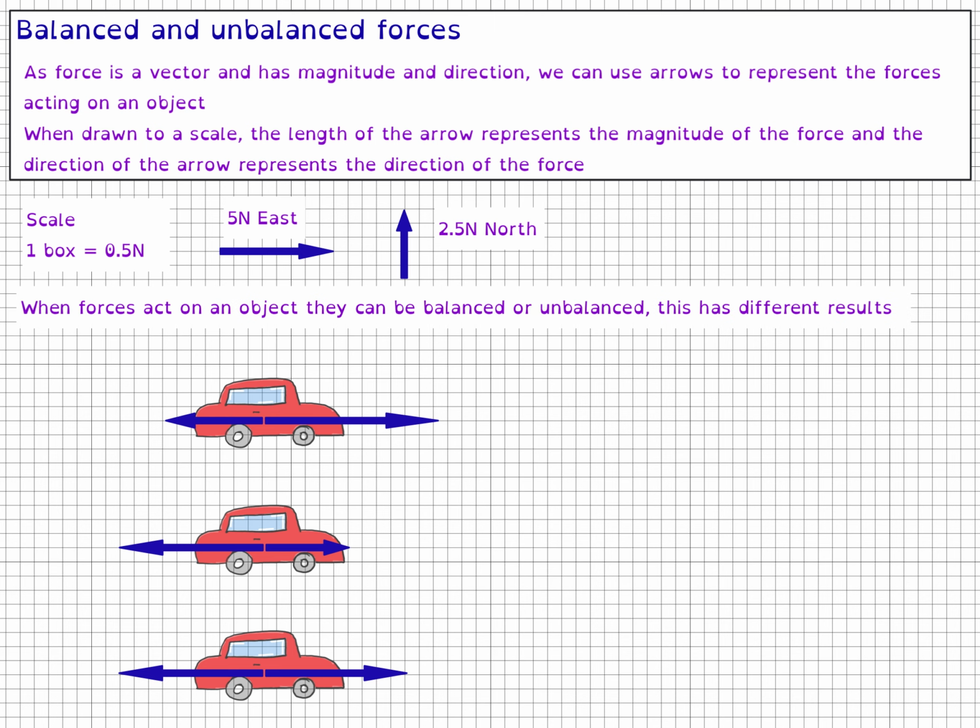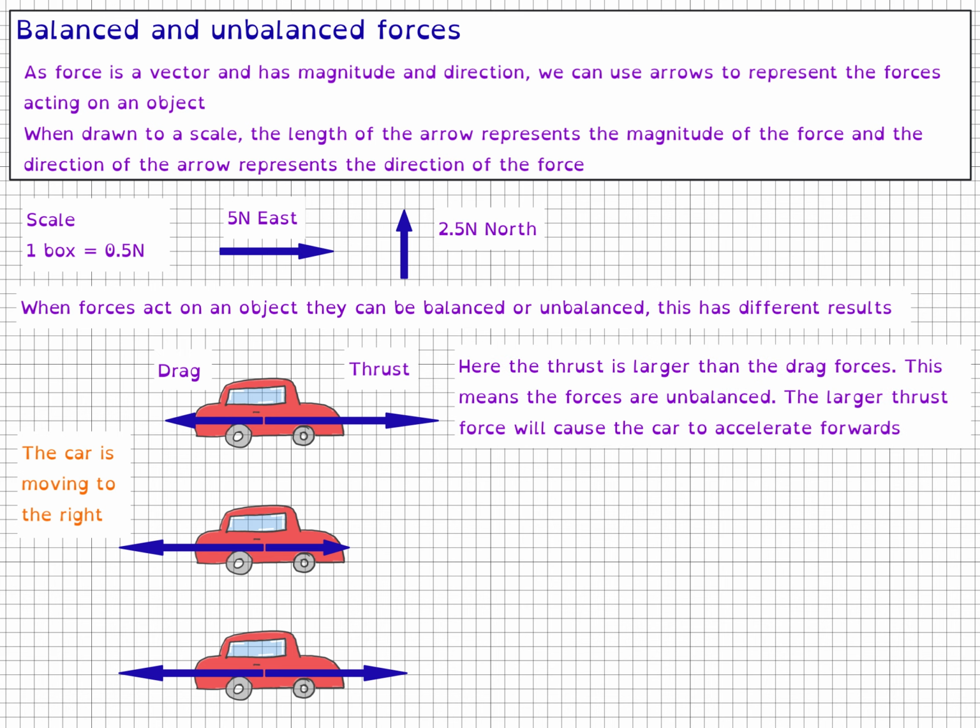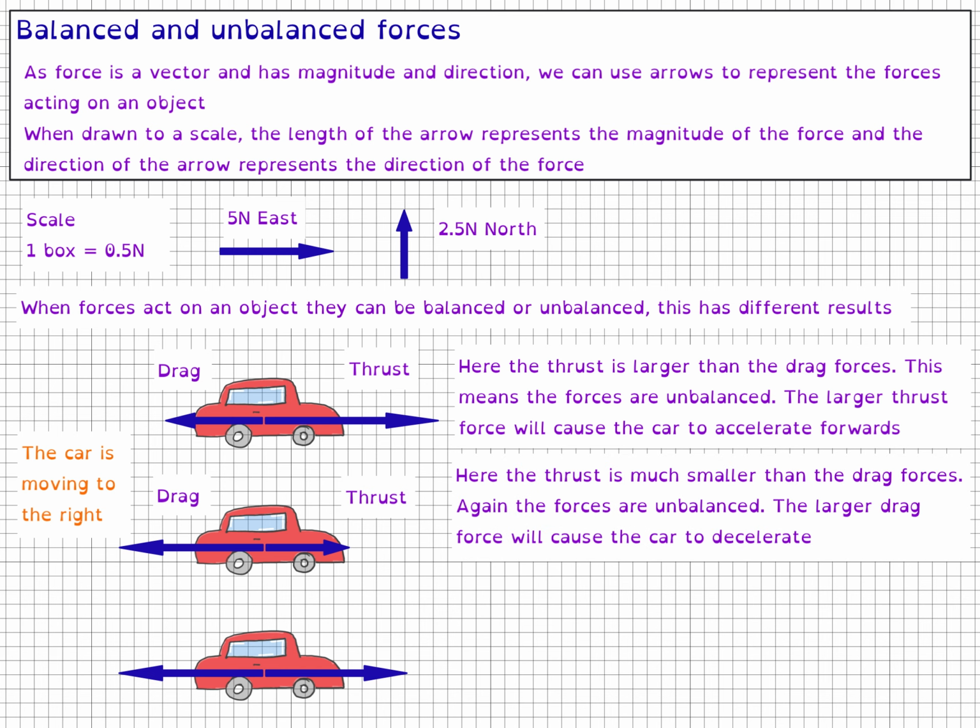When forces act on an object, they can be balanced or unbalanced, and this has different results. In each example, the car is moving to the right, and the arrow represents the magnitude and the direction of the force. Here, the thrust is larger than the drag force. This means the forces are unbalanced. The larger thrust force will cause the car to accelerate forwards. Here, the thrust is much smaller than the drag force. Again, the forces are unbalanced. The larger drag force will cause the car to decelerate.